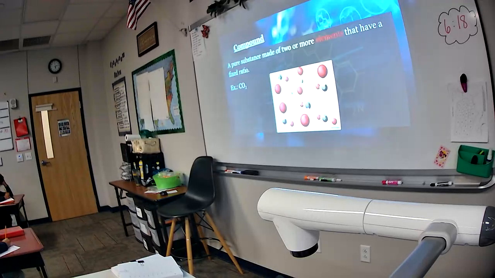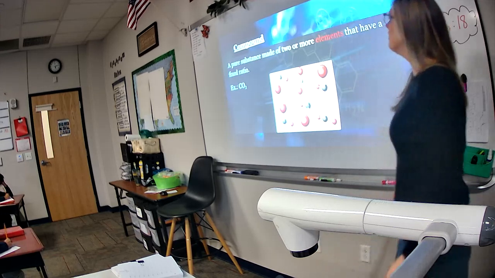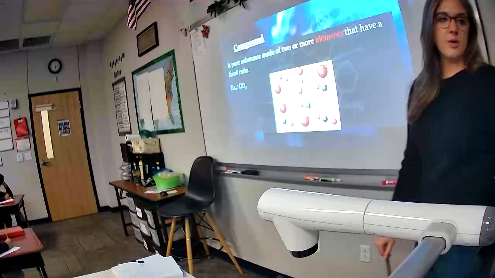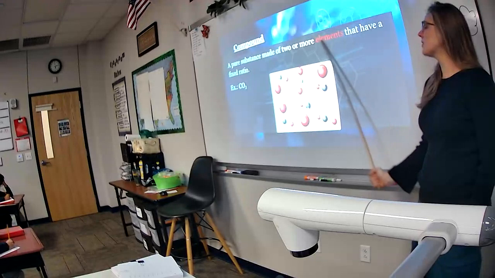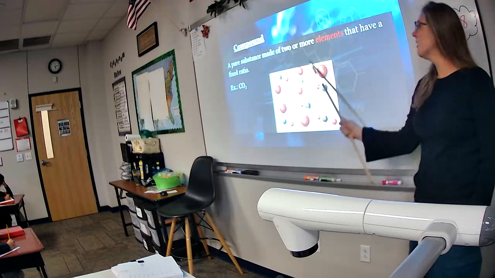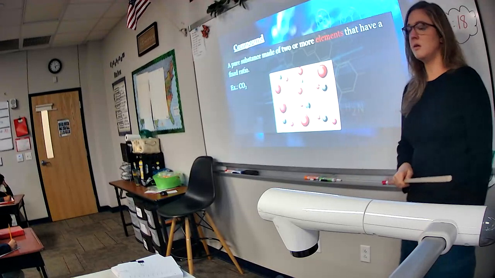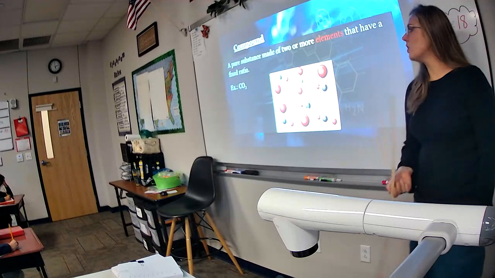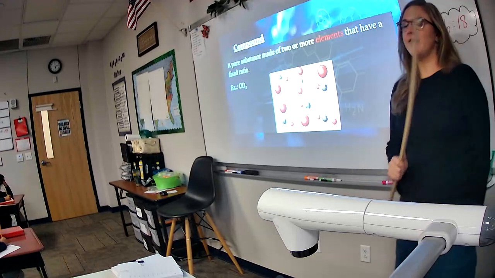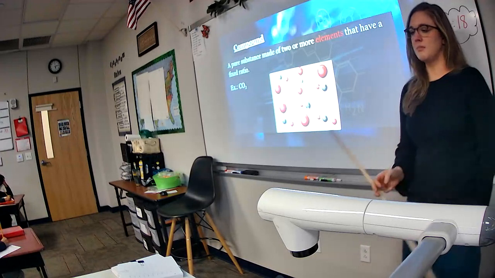Okay, compound. A compound is a pure substance made of 2 or more elements that have a fixed ratio. Now, once you write that down, I do want you to underline, circle, put a box around, highlight, put a star on it, something, the word element. Because this is key. A compound is a pure substance of 2 or more elements that have a fixed ratio. Okay, go ahead and write that down, and I'm going to explain it a little bit.